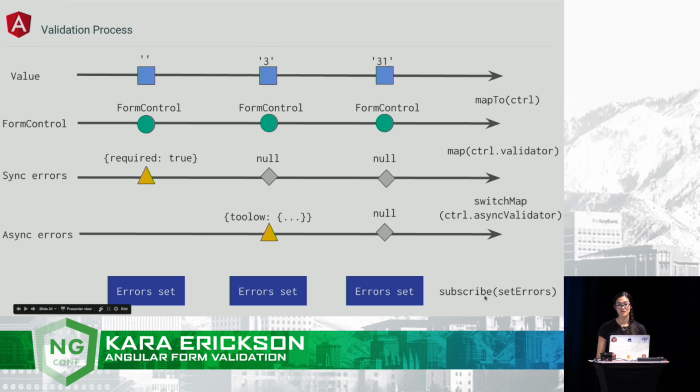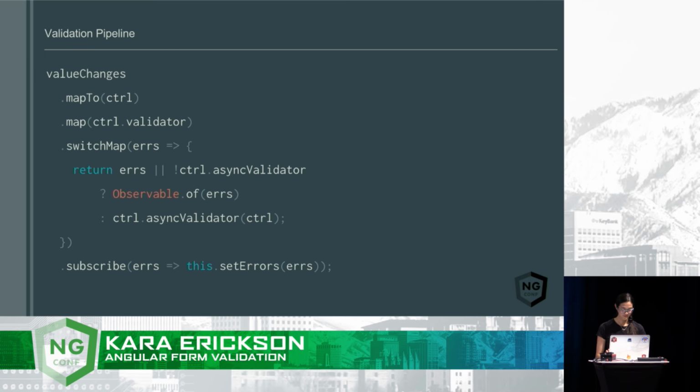And then when we subscribe, we can set the errors based on whatever errors are being emitted from the stream and calculate the status. So if we were to pseudocode this, to make it more concise, we have value changes that map to the control, which once again maps through the validator function and returns synchronous errors. If there are errors, we switch map to an observable that completes immediately so that the errors are set right away and the status is invalid.